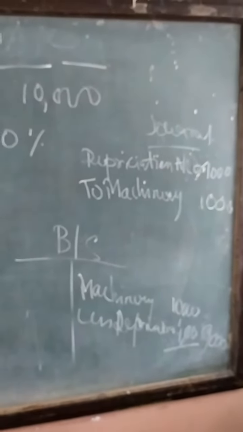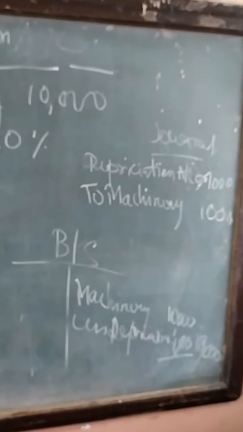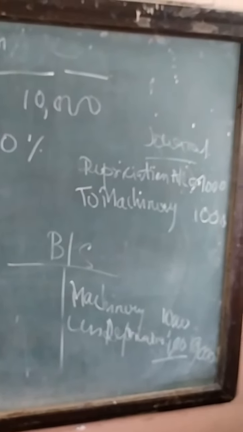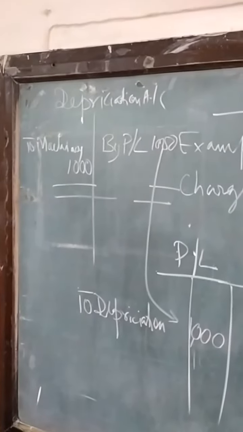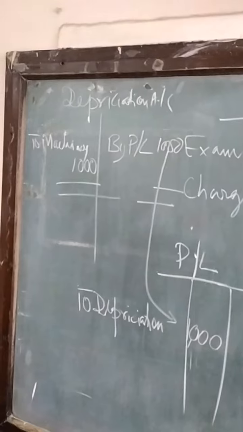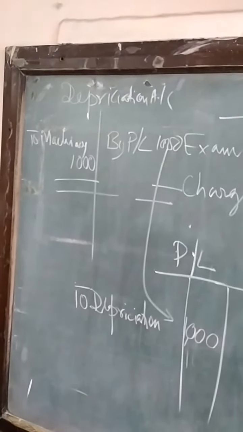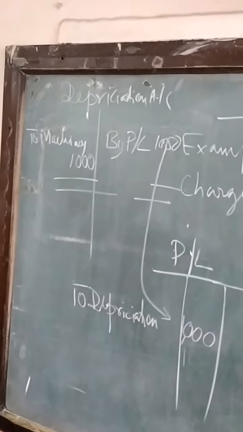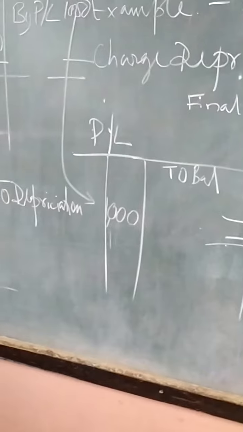If we make a ledger account from this journal, then you will be able to understand more clearly. Let's understand with a ledger account. From this journal we will do ledger posting in the machinery account and depreciation account. So, students, in the depreciation account we are writing "to machinery 1,000", and that depreciation value is transferred to the P&L account. In the P&L account we will be writing "to depreciation".